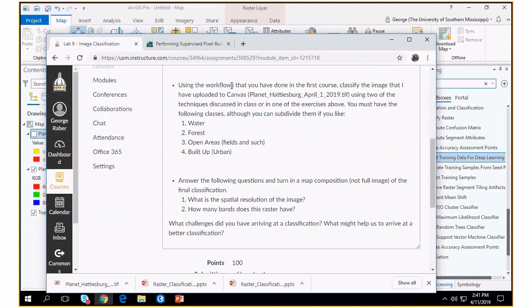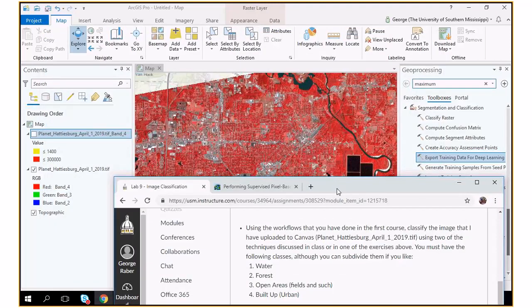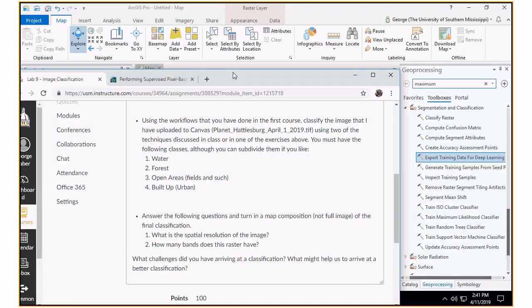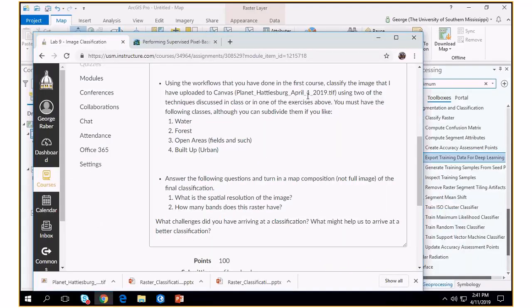What I want you to do once you've completed that is to do it yourself, to actually implement it using this data here. So we've got this Planet data, and what I want you to do is to use that data and then come up with 4 classes. Okay, you can subdivide them if you like, or if you think it works better. I think it should work pretty well. I actually haven't done it yet.